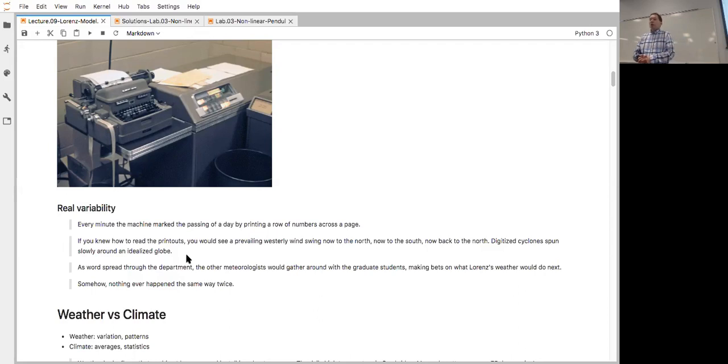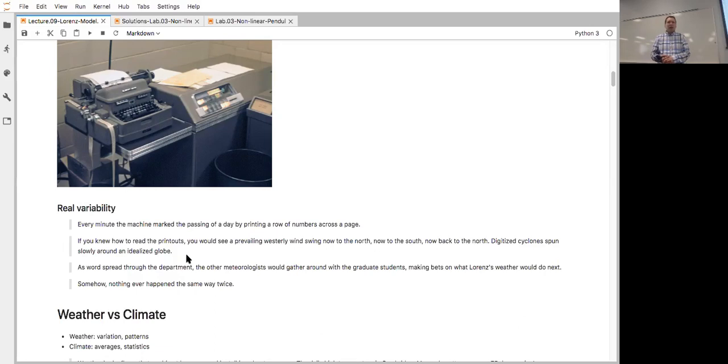As the word spread through the department, other meteorologists would gather round, along with graduate students, and make bets on what Lorenz's weather model would do next. Somehow, nothing ever happened the same way twice. Okay, so this is a nice toy model allowing you to simulate the dynamics of a weather-like system. And it wasn't just like it was hot, cold, hot, cold. It sort of did things like weather does.